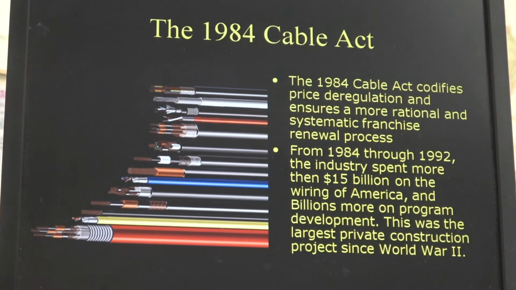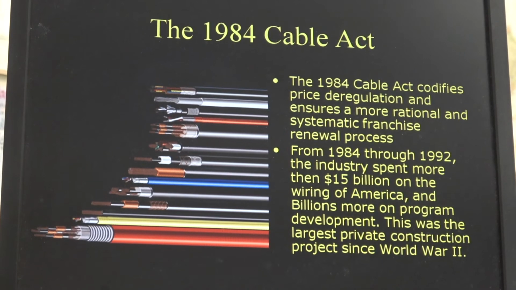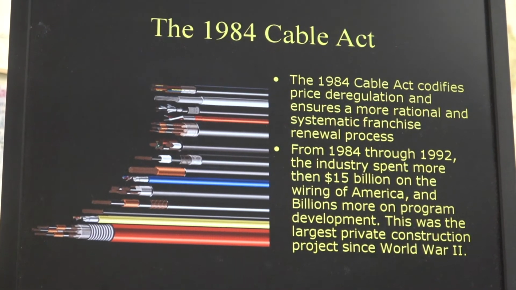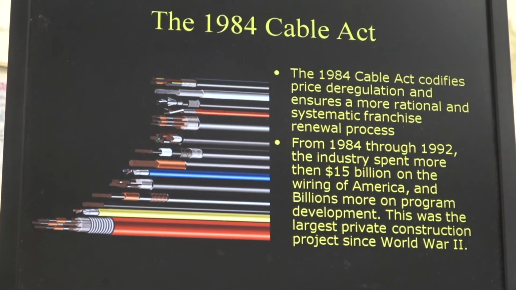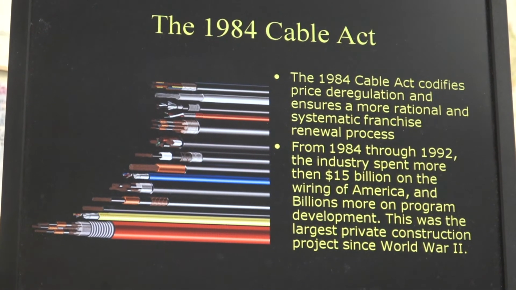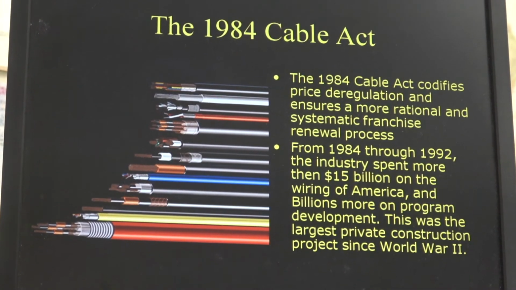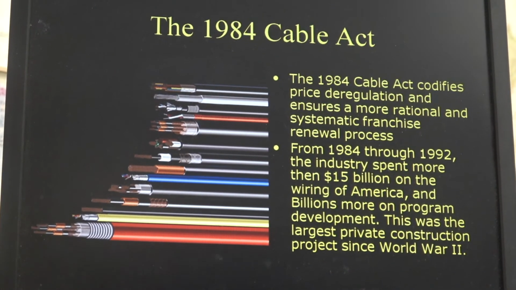The largest cable expansion, really the largest construction project of any type in this country since post-World War II. From 84 through 92, the country spent $15 billion to connect people to be able to watch television. So you're probably going to see an essay question about the expansion of cable TV. I recommend you look over the notes and be able to discuss what it meant to have cable take off in the 80s.